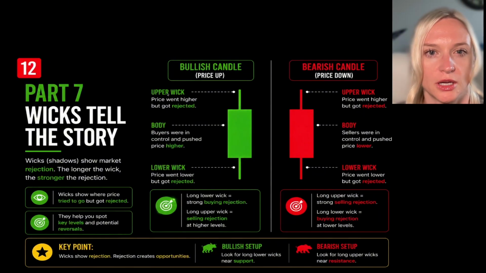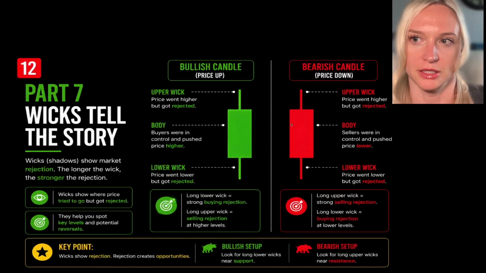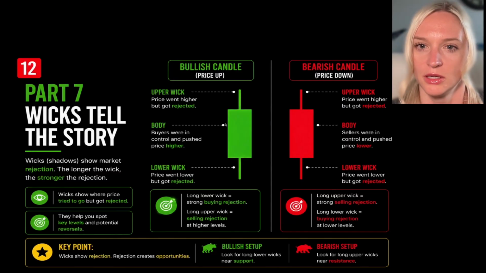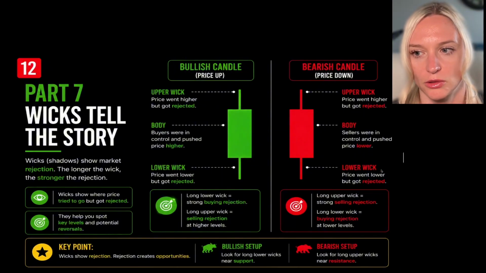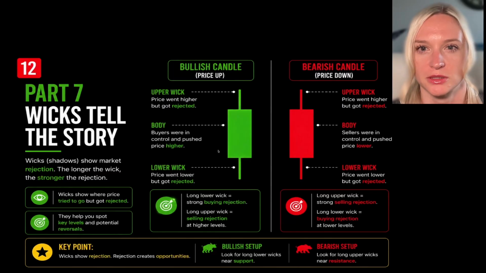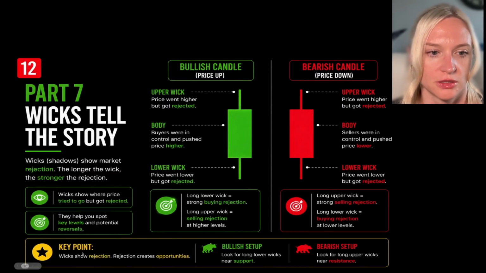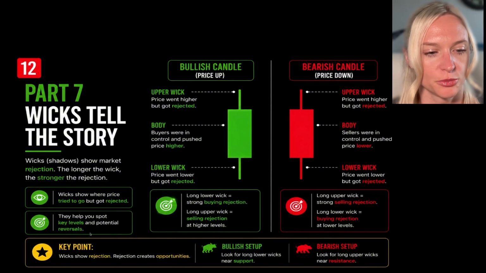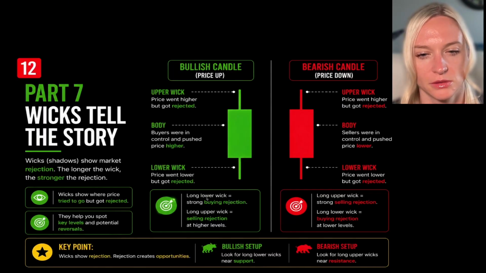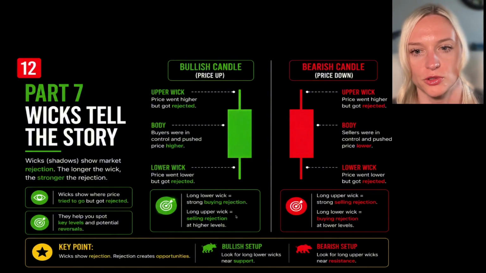So the rejection, right? The upper wick, rejected. There's a body, there's a lower wick, also rejected. The difference is what it opened and what it closed. Wicks equal rejections. Wicks show where price didn't even want to go. So they show rejections, and they help you spot key levels of potential reversals. The longer the wicks, the stronger the rejection, or the more buying power. So if it keeps going down and it keeps pushing up, there's more buying pressure.